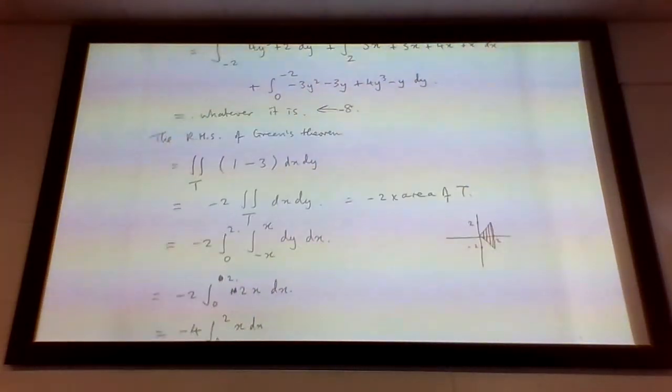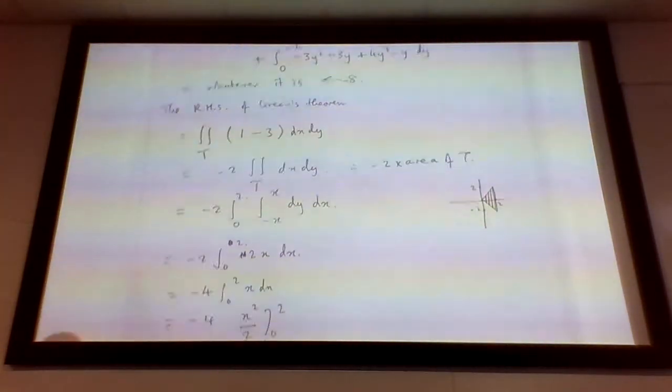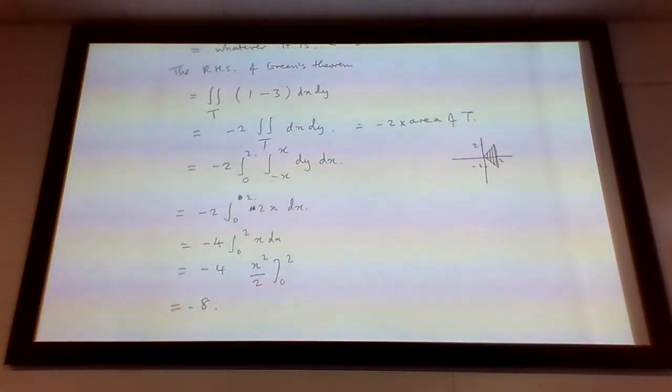If you get that answer, you should have succeeded in verifying Green's theorem in this case. Okay, 12:51, we better finish there.